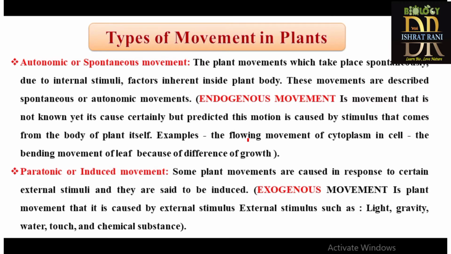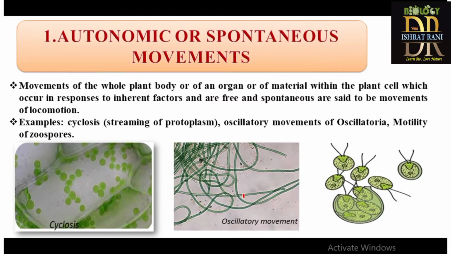The second type is paratonic or induced movement. It indicates that this movement is due to external stimuli which compel them to move. So this type of stimuli is also exogenous, because it is caused externally, just like light, gravity, touch, different types of chemicals.